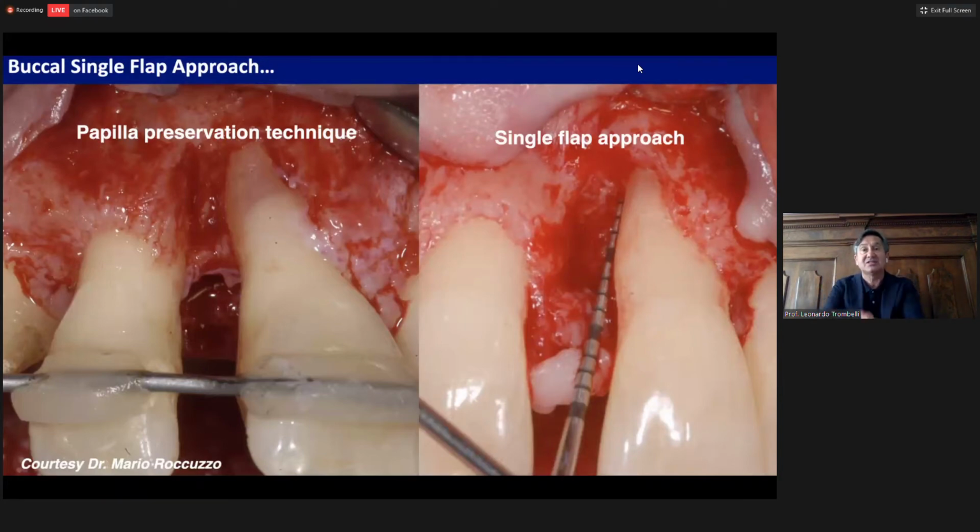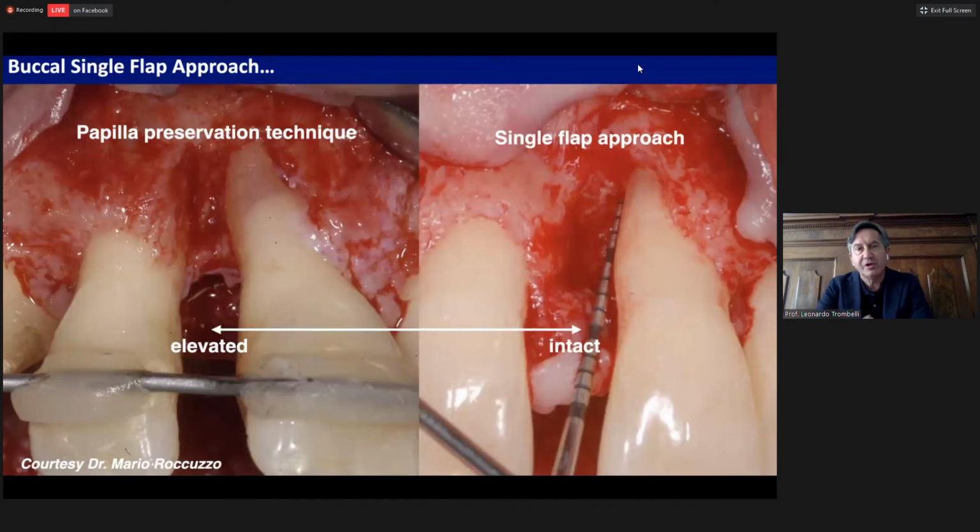And you see the similarity between the two lesions and these two central incisors with a 1-2 wall component mainly. And the only difference between the two approaches is that on one side we have left the papilla intact, whereas on the other side, Mario has elevated the papilla included in the buccal flap.